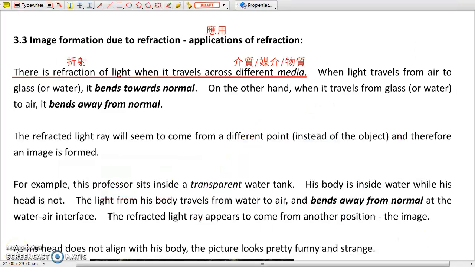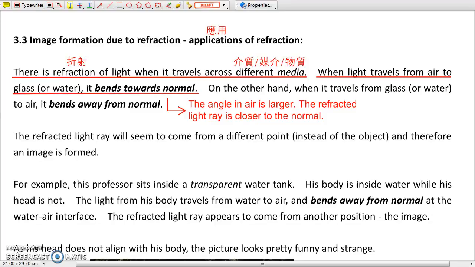For example, when a light ray travels from air to glass, it bends towards the normal, and therefore the angle measured in glass is smaller than that in air, so that the light ray becomes closer to the normal. So the refracted light will seem to come from a different direction, and an image is often formed.